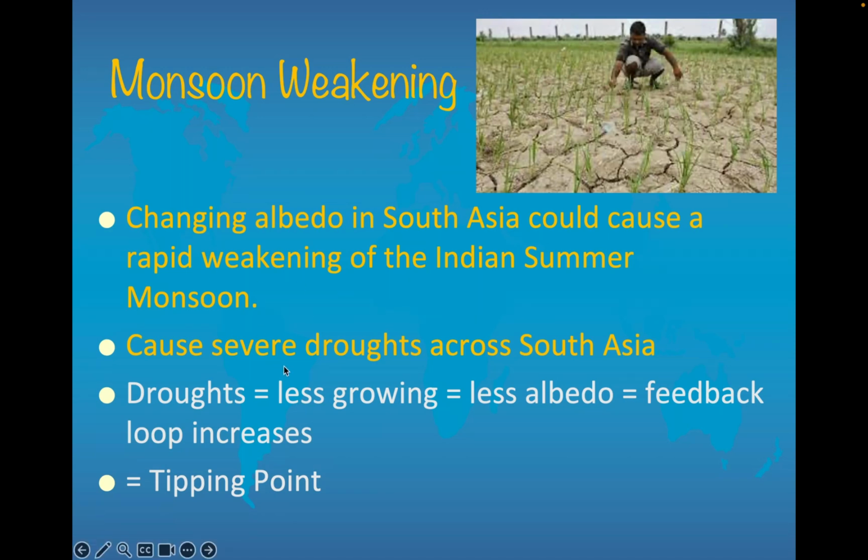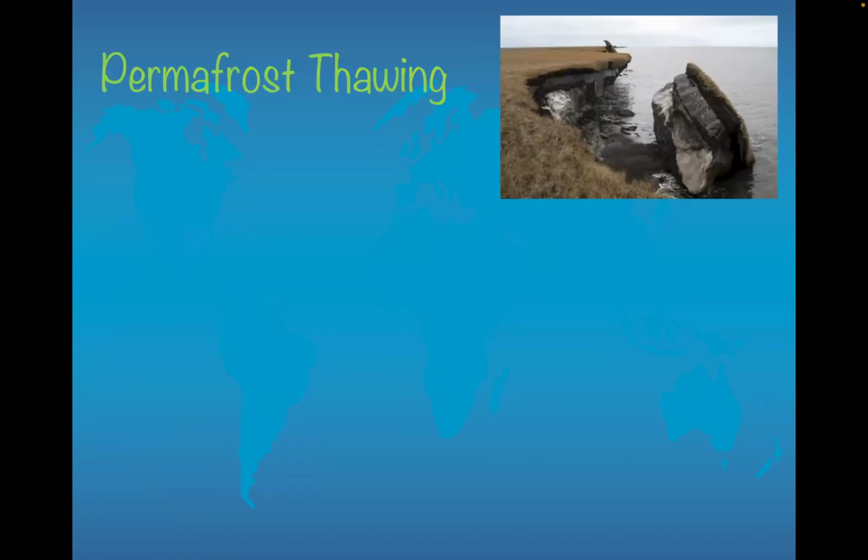So the concern is not just the ground and the plants and the water, but of course, how the community has to change and adjust because of not being able to grow the things they need to grow. Monsoon weakening. And the last one I want to talk about is permafrost thawing.